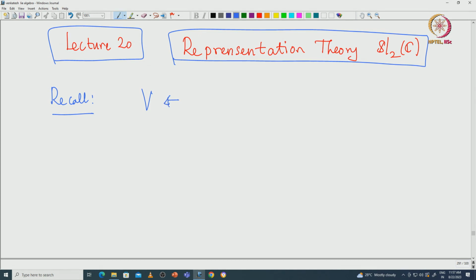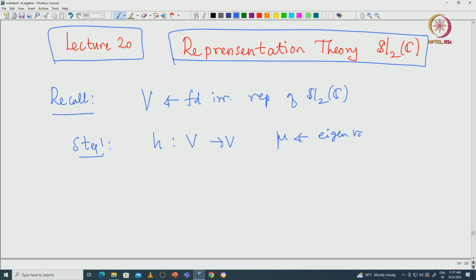Say V is a finite dimensional irreducible representation of sl2C. Step 1: we looked at the action of H on V and took mu to be an eigenvalue of this H. Because we are working over complex numbers, there exists an eigenvalue, and then we take v to be an eigenvector corresponding to this eigenvalue. In particular, we have Hv equal to mu v.